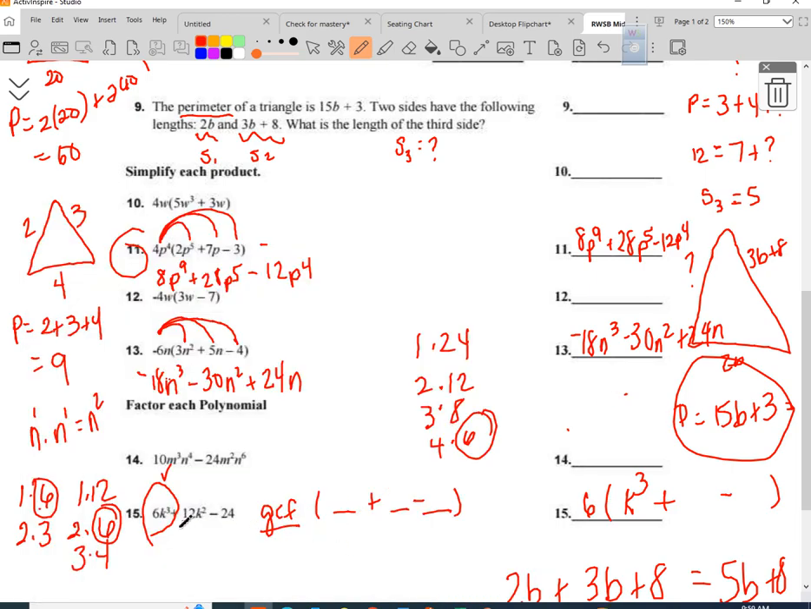6 times something that will give me 12k squared. What would that something be? Well, 6 times what gives me 12? Yes. And then it's just a k squared because I don't have any variables to multiply by. 6 times what gives me 24? Well, I can look up here, my list of factors, 6 times 4. So that's it. That's all you need is factor them.